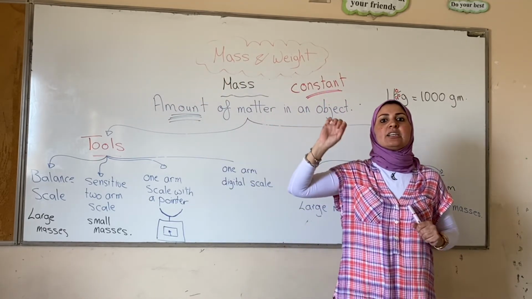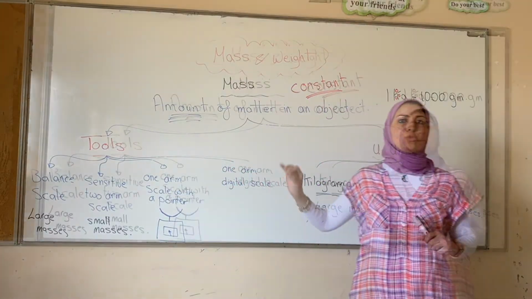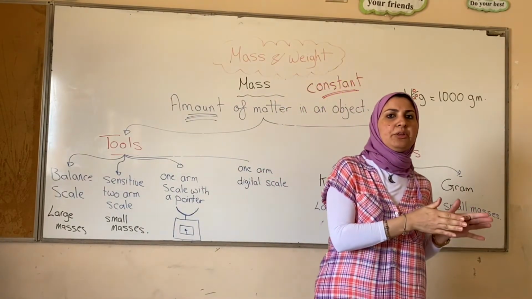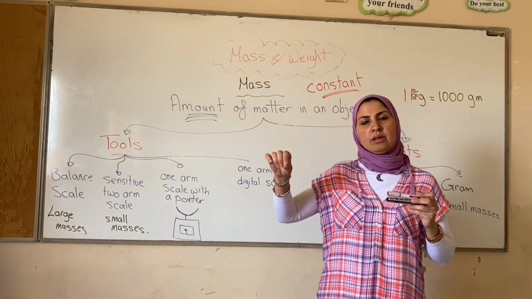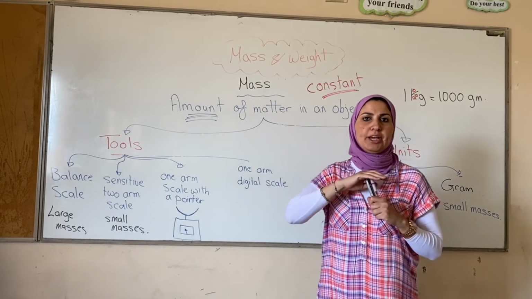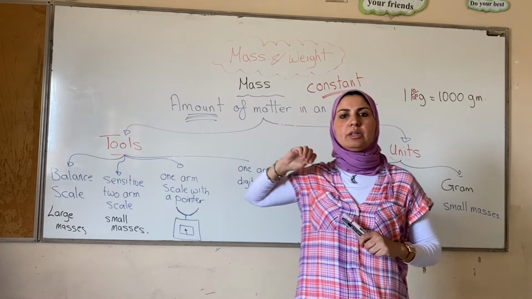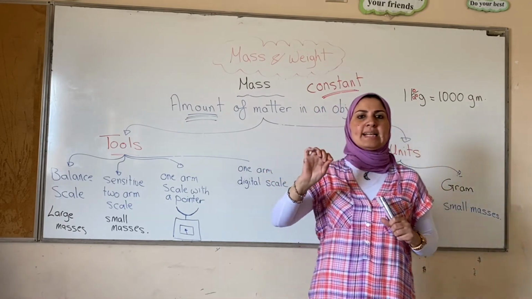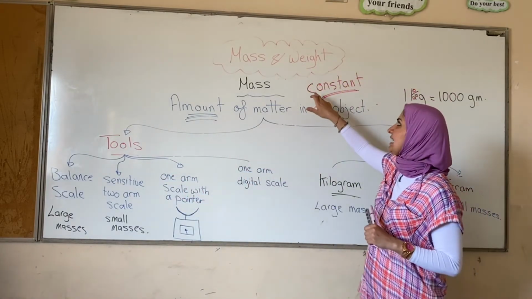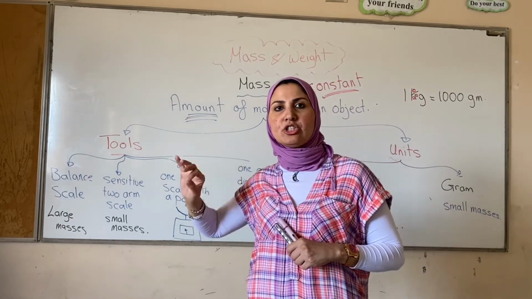So the mass is constant, which means that it does not change from one place to another. For example, if I take these 2 markers, I see their masses and I record it. Then I take them with me anywhere. Is their mass going to change? No. Take them to the club, to the moon, to the garden, everywhere. The mass will be the same. It will never change. So the mass is constant. It doesn't change by changing places.